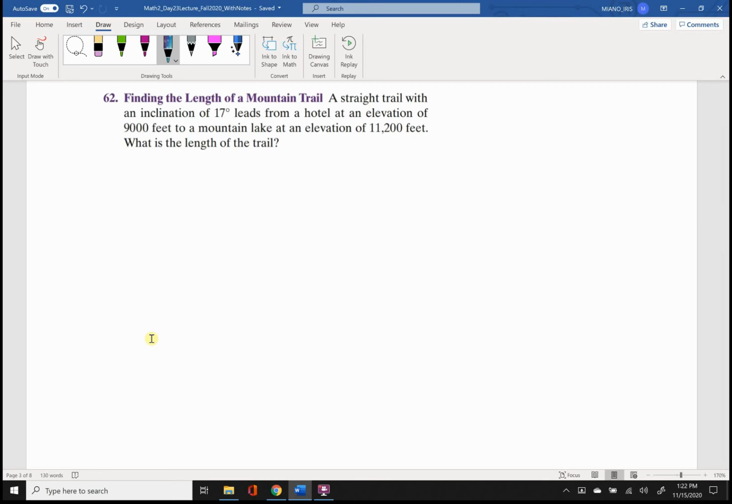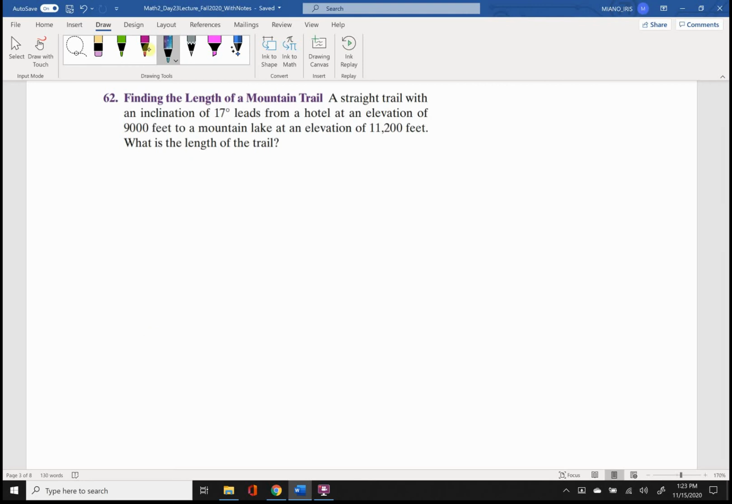Okay, so the prompt states that we are finding the length of a mountain trail. A straight trail with an inclination of 17 degrees leads from a hotel at an elevation of 9,000 feet to a mountain lake at an elevation of 11,200 feet. What is the length of the trail? Okay, so here we go.